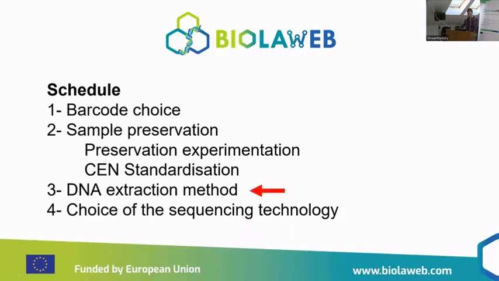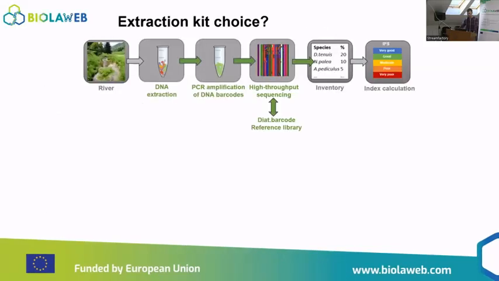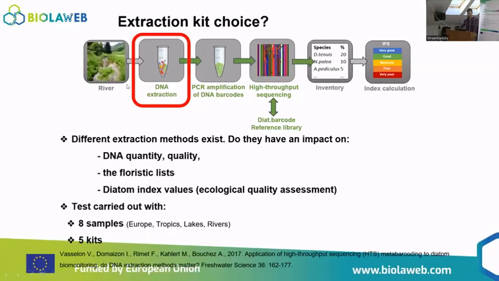So let's go now to the DNA extraction method. So we are here. You see, progressively we move forward in the process. The fact is, for DNA extraction, Clarisse showed you that there are different methods. And our question was, does this have an impact on DNA quantity, DNA quality, on the floristic list, and most important, on the diatom index values when you make an ecological assessment? If we use different extraction methods, does this have an impact on the assessment of the pollution level?